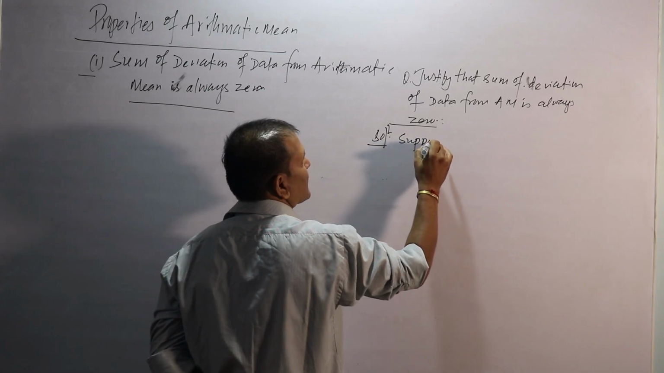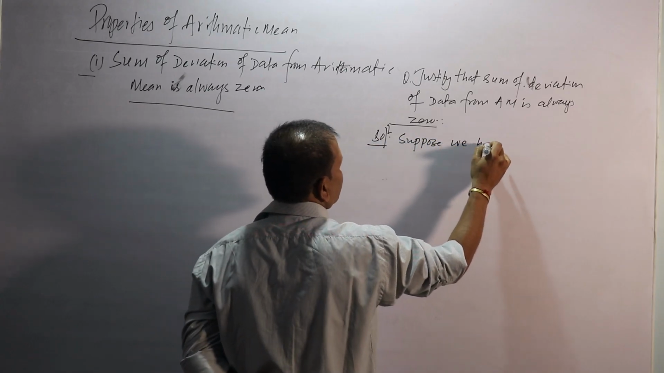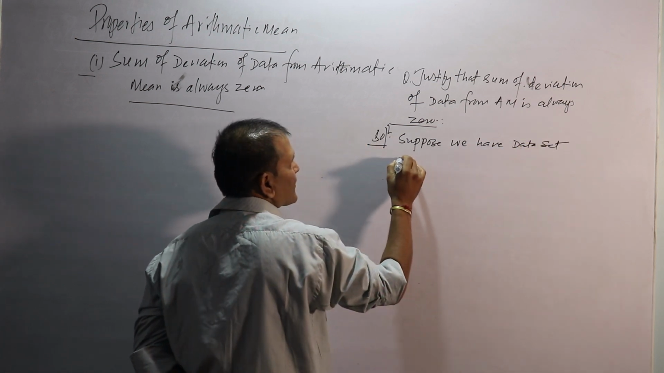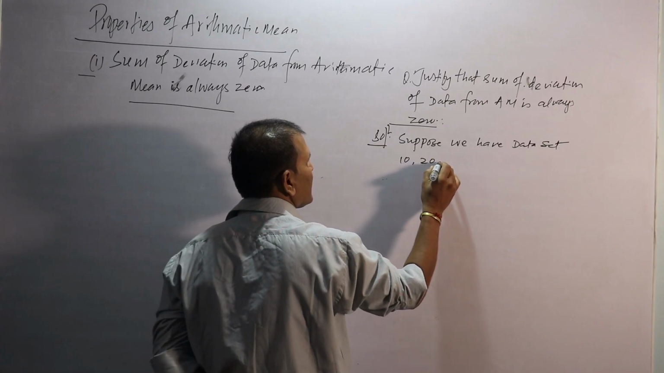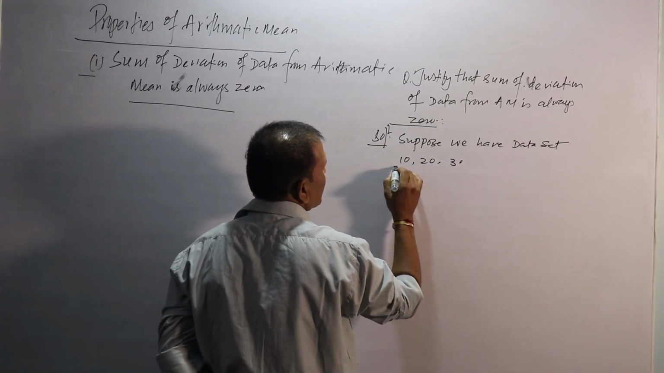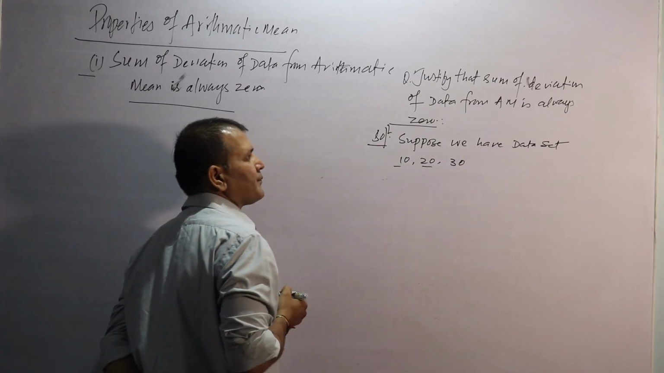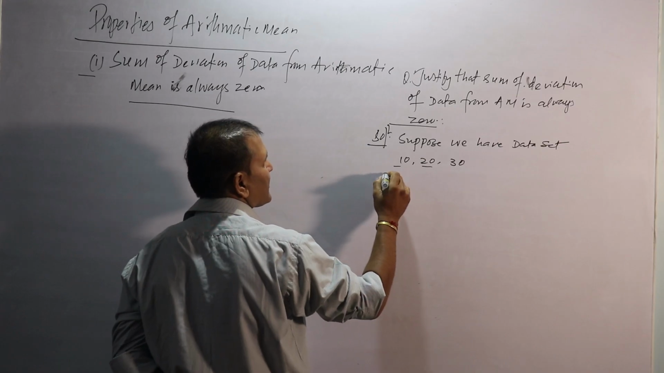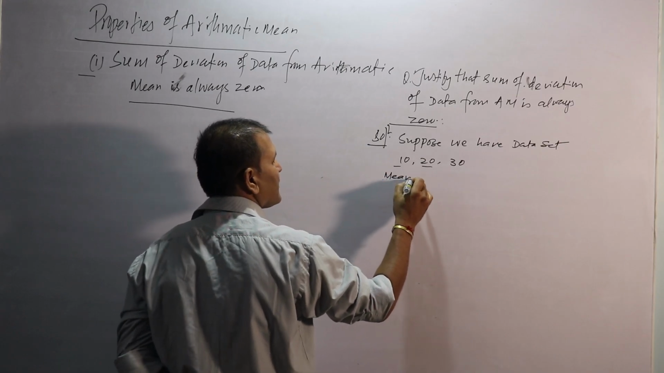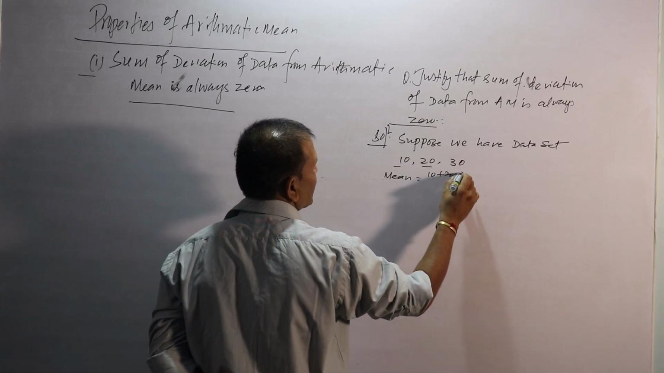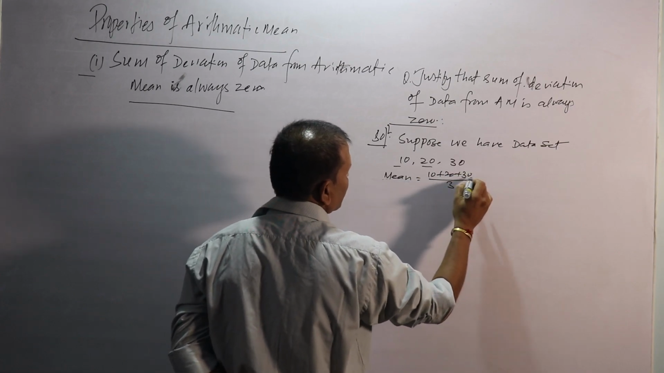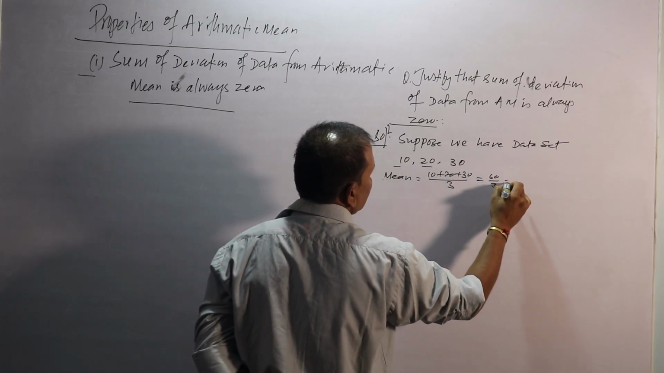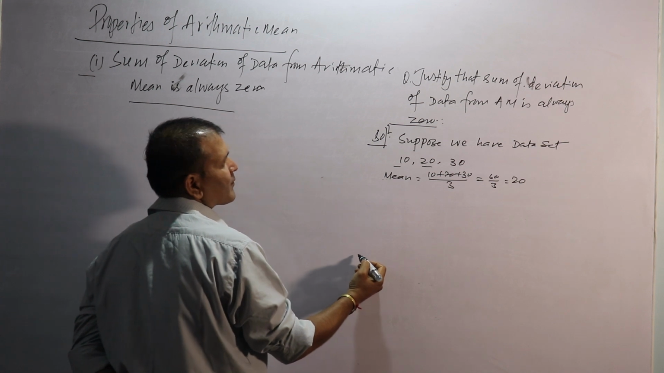Suppose we have a data set 10, 20 and 30. So first we calculate the mean. What is the mean? The mean is equal to (10 + 20 + 30) by 3. It means 60 by 3, which is 20. The mean is 20.